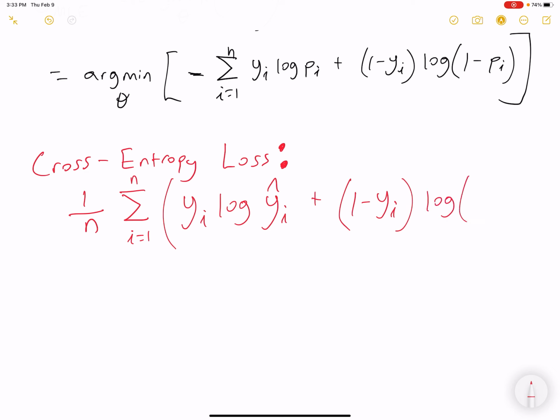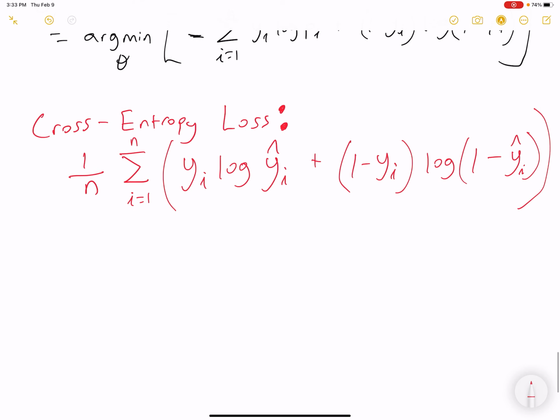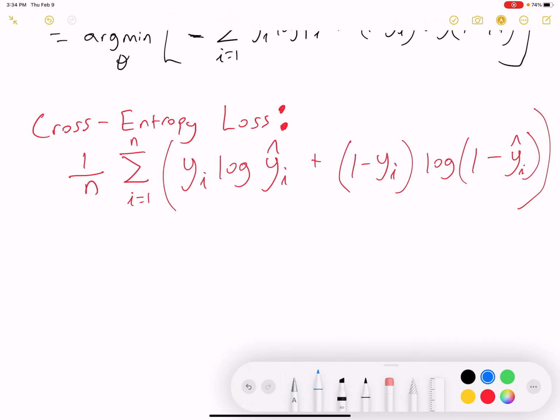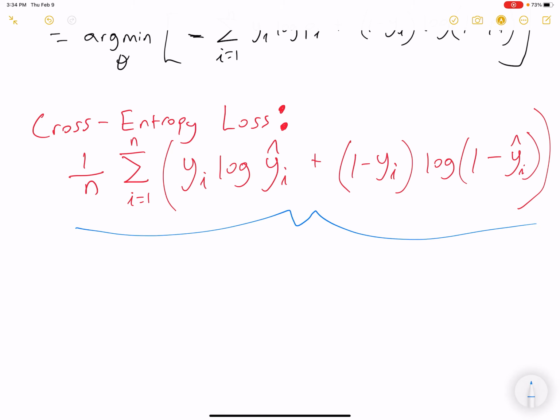Times the log of 1 minus y hat. And so that equation is the loss function for logistic regression.